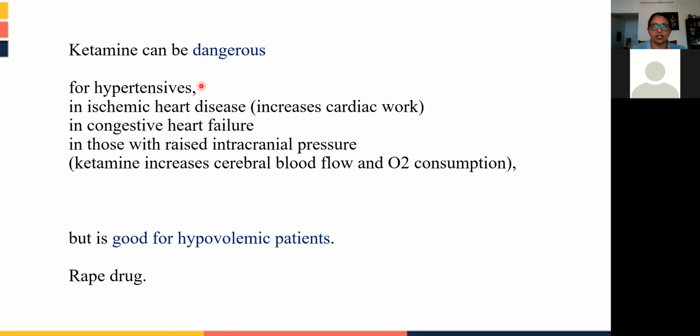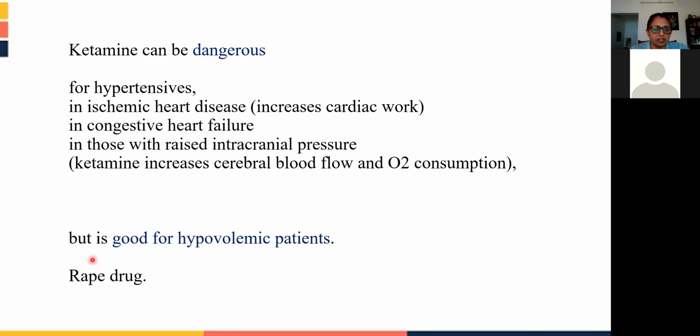But for other cases, it is a very good drug, even for hypovolemic patients, because it increases the BP. Hypovolemia, for example, in some road traffic accident, with blood loss, there will be hypovolemia. In such cases, if these conditions are not there, we can use ketamine straight away.